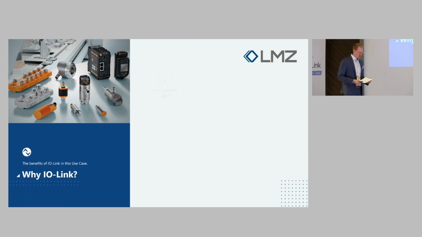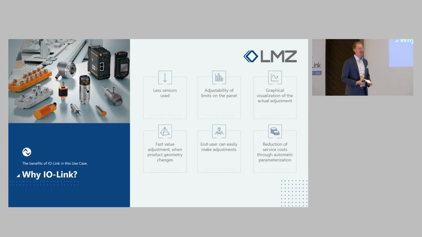So, why do we use IO-Link, and what are our benefits in this use case? First of all, we had 3 articles that are being processed, and these articles consist of several separate parts. And because of not using a separate sensor for each part, we place IO-Link sensors so they can be used for different articles. As a result, we are able to reduce the number of sensors.